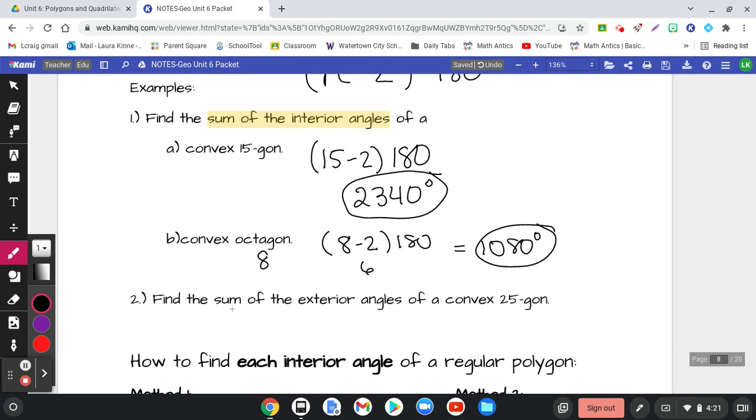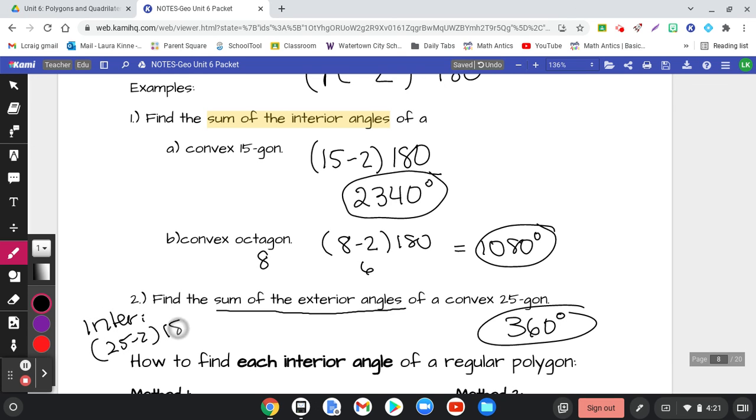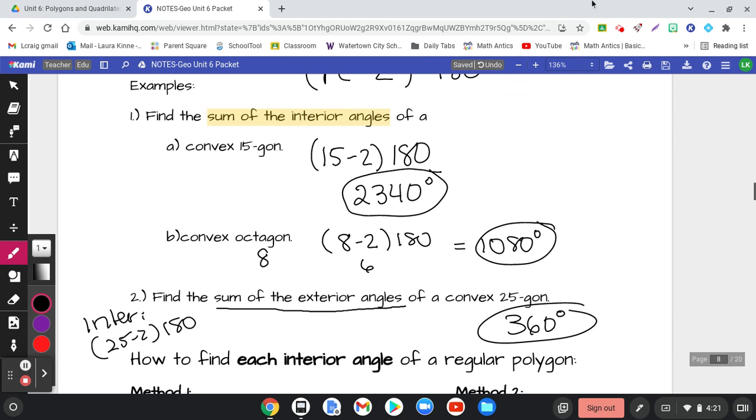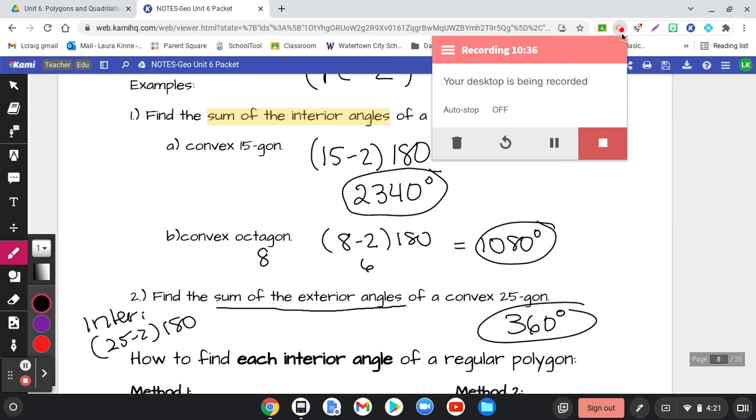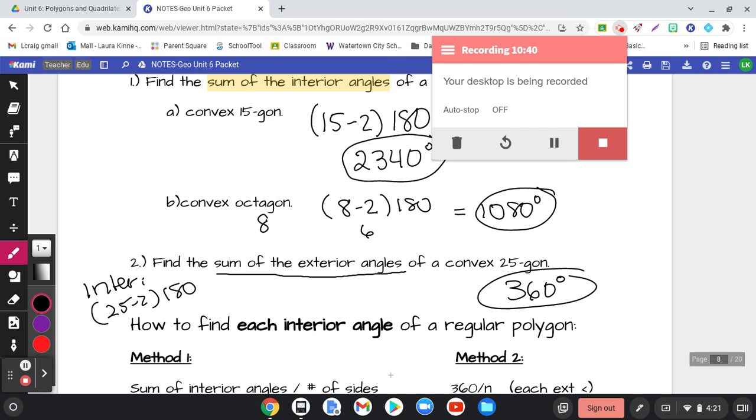All right, what is the sum of the exterior angles of a convex 25-gon? 360 degrees. Exterior is always 360 degrees. If you wanted to find interior, you do 25 minus 2 times 180, but that's not what it's looking for, just the exterior. All right, let me see what we're at for time. I don't want to make this too long. I'm actually going to stop this here before we get into each interior angle.